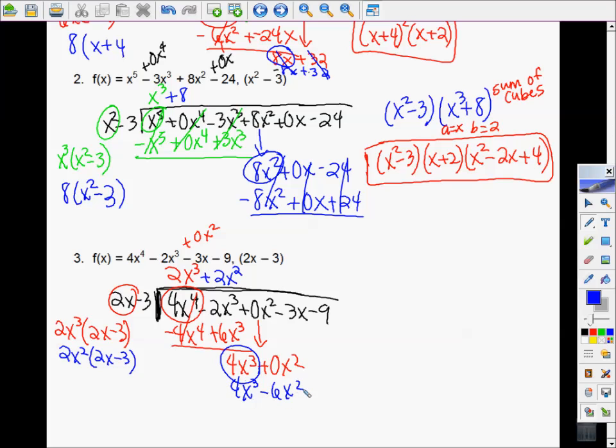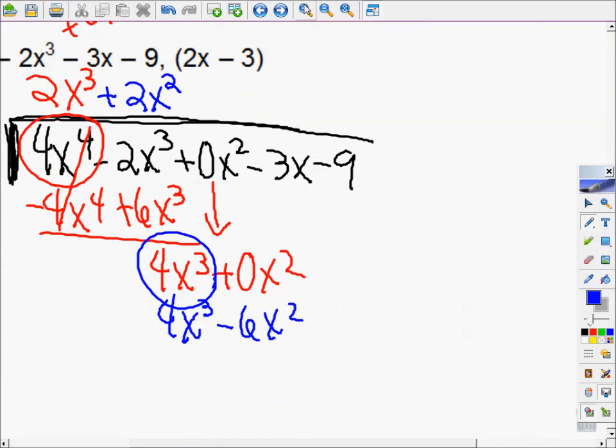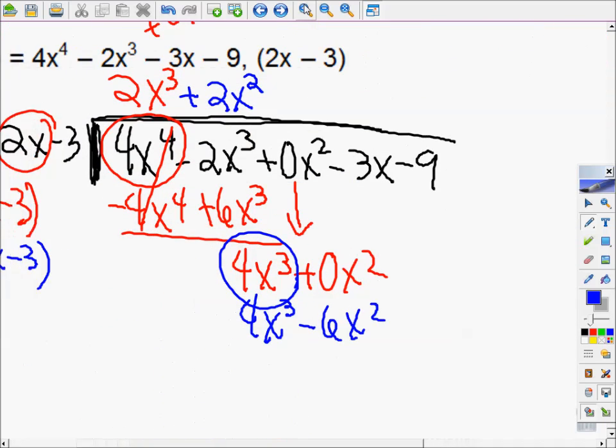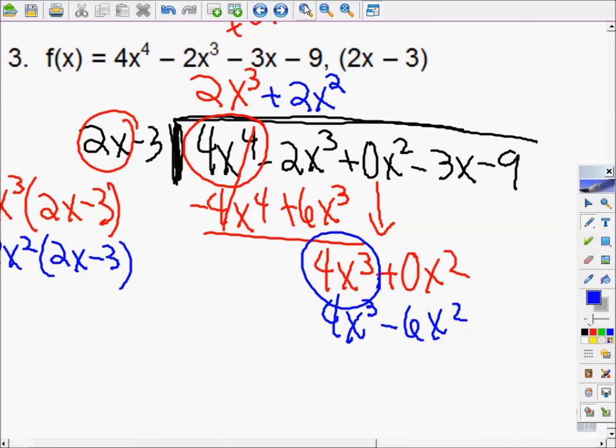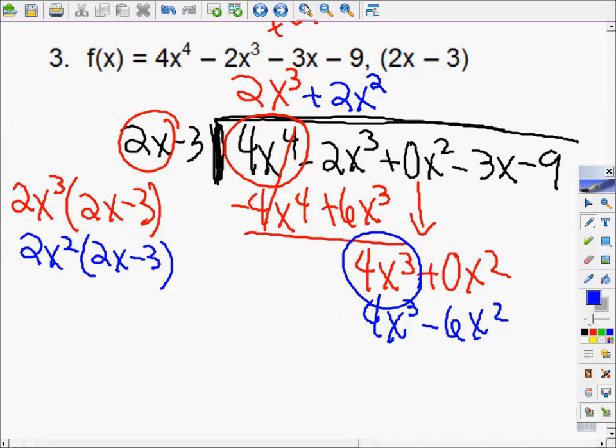So you see how our filler came into play in this one? Just going to cancel that out. Make it 6x. So now I have 6x squared. Could be a negative. I'm going to change the signs. It's going to become a positive. And I have 0 plus 6x squared. And now I'm going to bring down my 3x.